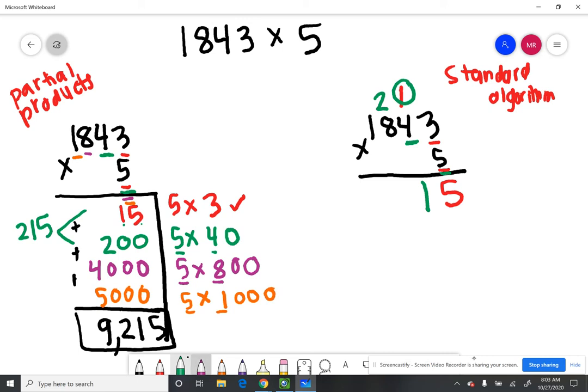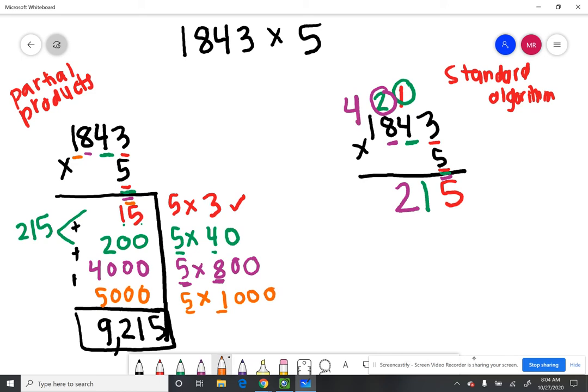Then I move to my next step, this 5 times 8. 5 times 8 is 40. Now look, I'm already in this place value over here, so that's why I don't need to add the zeros. So 8 times 5 is 40, plus this 2 is 42. So again, I need to regroup. So I'm going to put the 2, and I'm going to carry the 4.